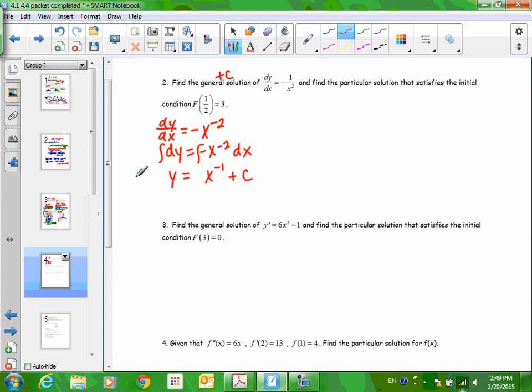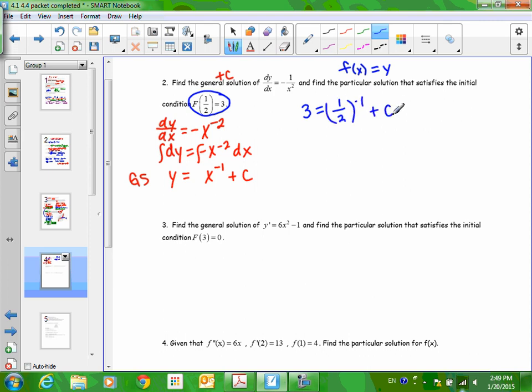Okay, so this is our general solution. That's great. Now we need to do our particular solution. This is where you use your initial condition. The mistake most students make here is they mix up which one goes in where, okay? So which one of these two numbers goes in for y? 3, okay? Remember that f of x equals y. Write that on your notes if you need to. That's how you can remember this. So I plug the 3 in for the y, and then I plug the 1/2 in for x.